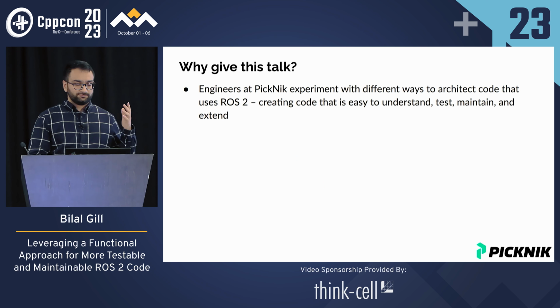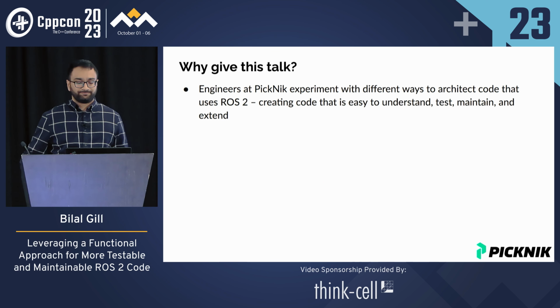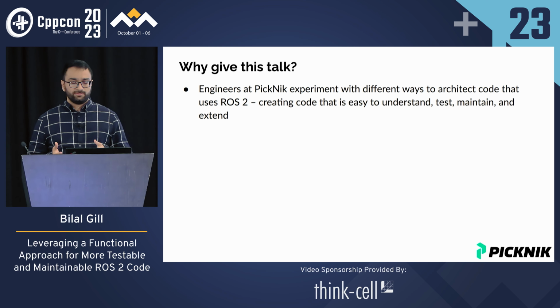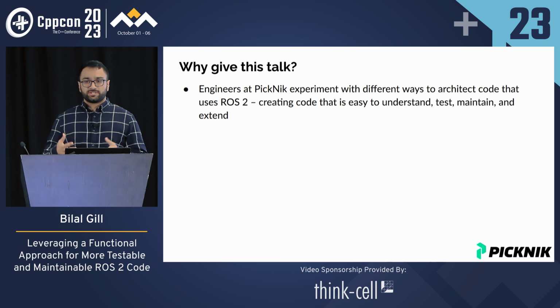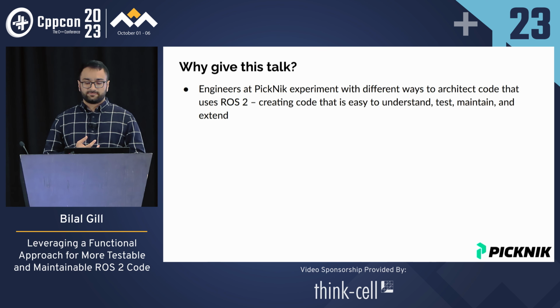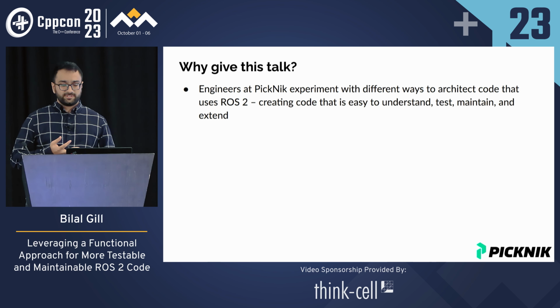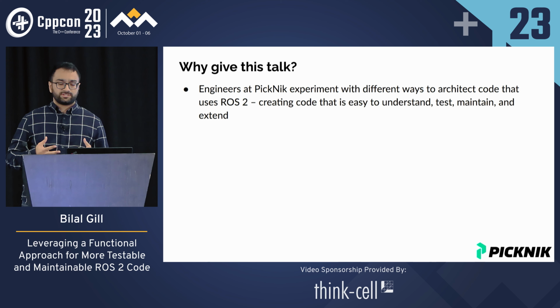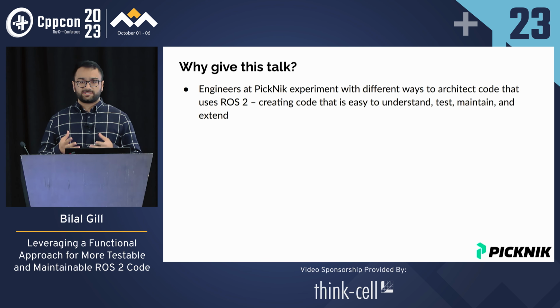So given that, why am I up here giving this talk, right? So engineers at Picnic experiment with different ways to architect code that uses ROS2. And we want to create code that is easy to understand, test, maintain, and extend. When we work on a services project, we follow best practices, but we have the freedom and leeway to experiment with new ways to architect our code.